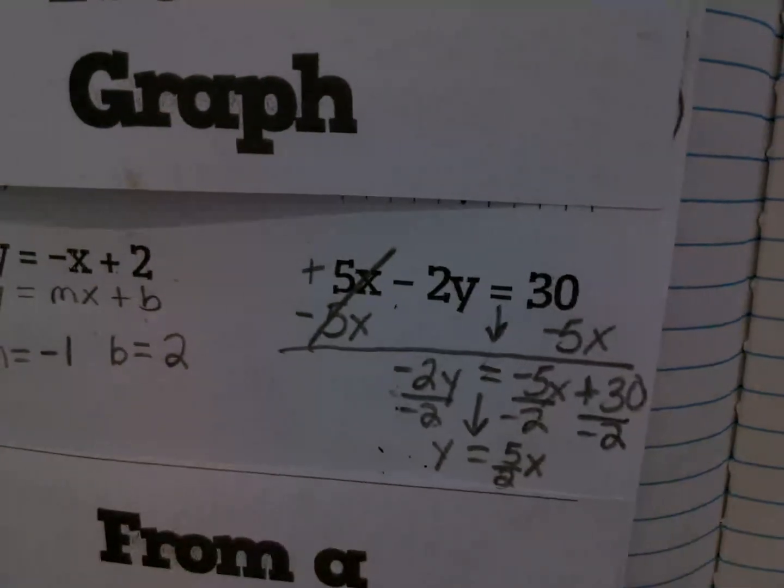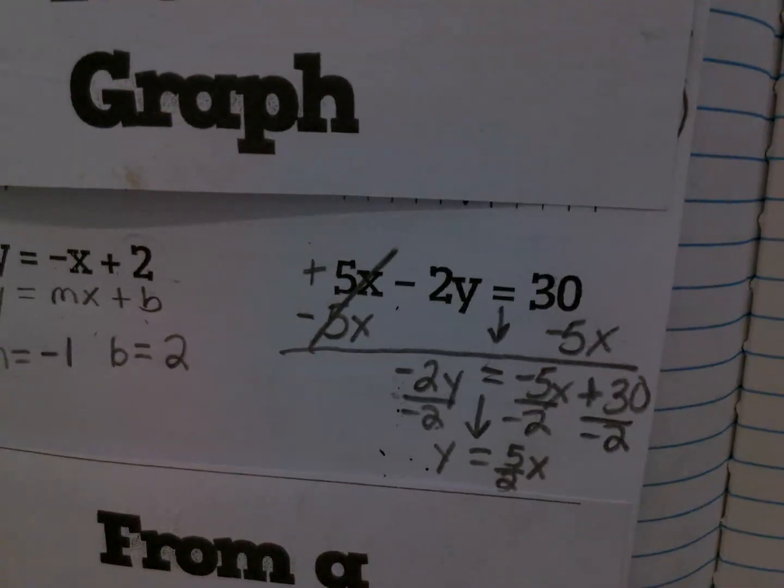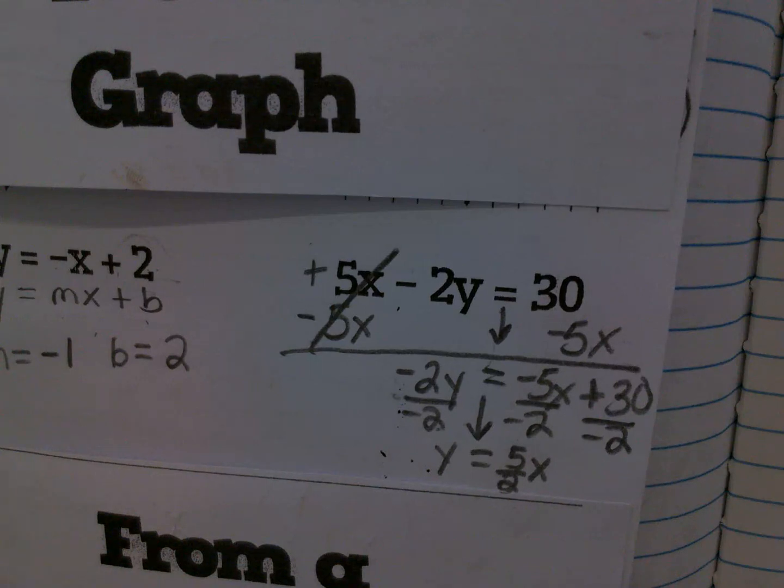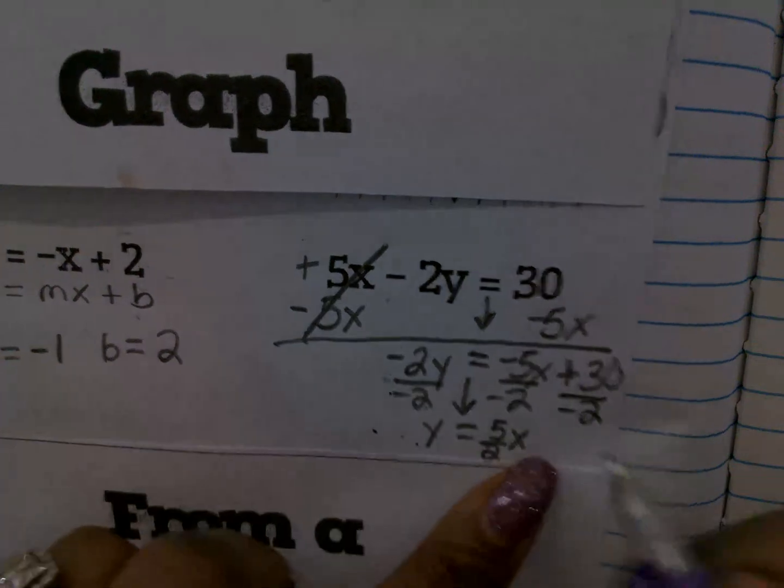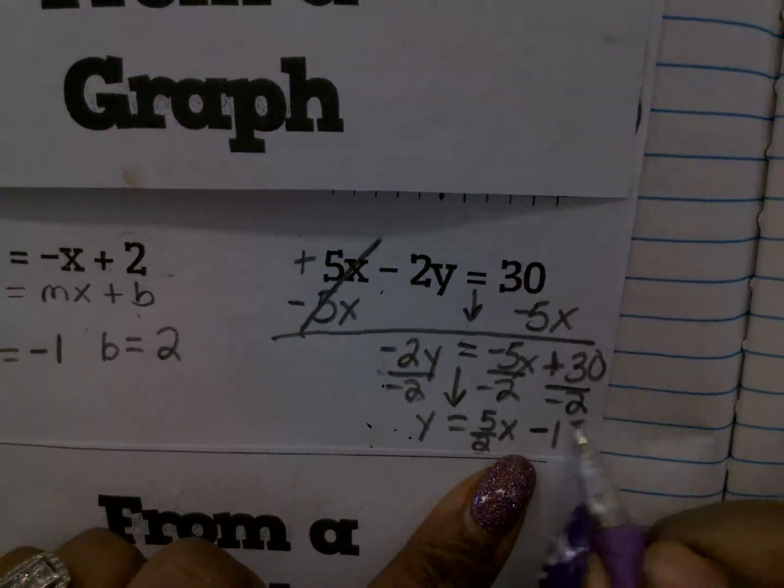30 divided by a negative 2. Type it in. Positive 30 divided by a negative 2. Very good. It is negative 15. So we have minus 15 here.